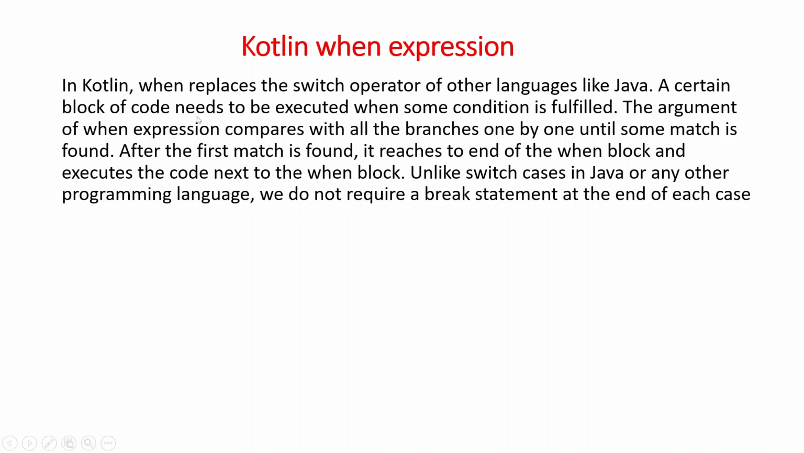A certain block of code needs to be executed when some condition is fulfilled. The argument of a when expression is compared with all the branches one by one until some match is found. After the first match is found, it reaches the end of the when block and executes the code next to the when block. Unlike the switch case in Java or any other programming language, we do not require a break statement at the end of each case. Let's do one practical to understand it in detail.